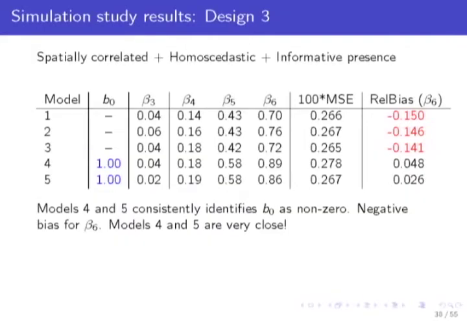Now, when we move to design 3, which considers spatial correlation, homoscedasticity, and informative presence, you can see that models 4 and 5 do model informative presence, B0 not equal to 0, so they are doing well. They are consistently identifying B0 as non-zero. These have bias. We have some negative bias, and models 4 and 5 are very close.